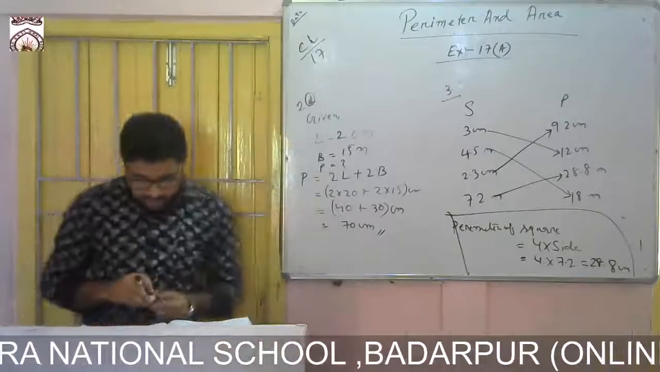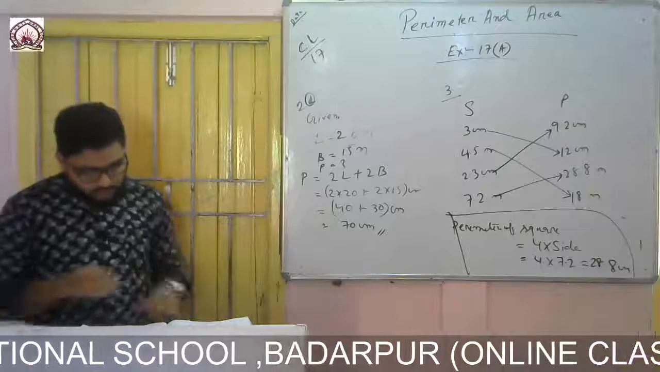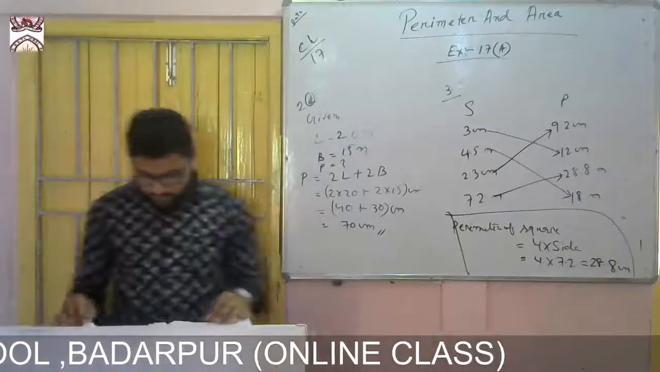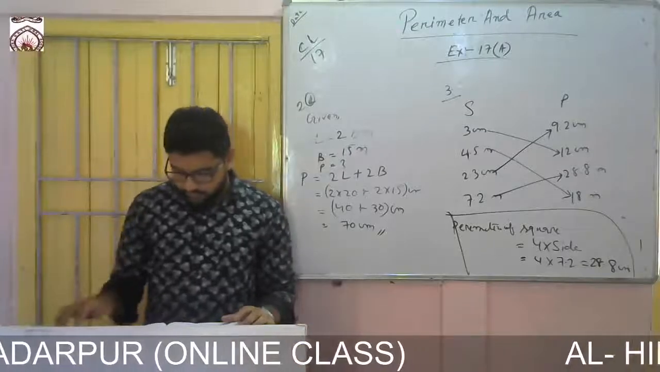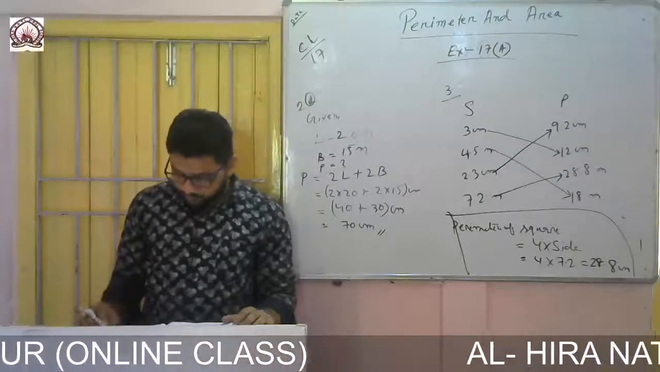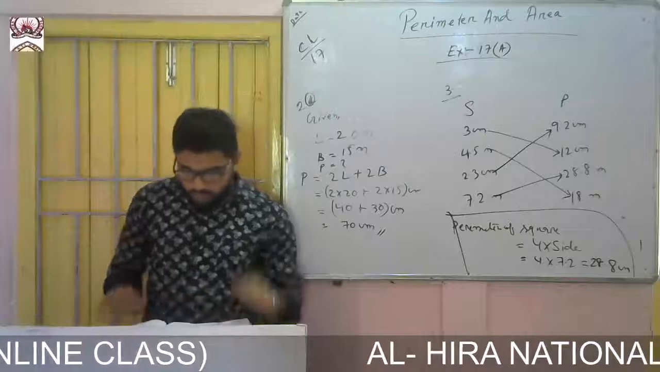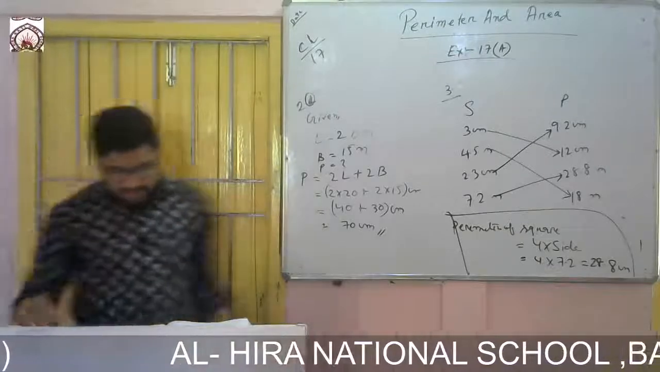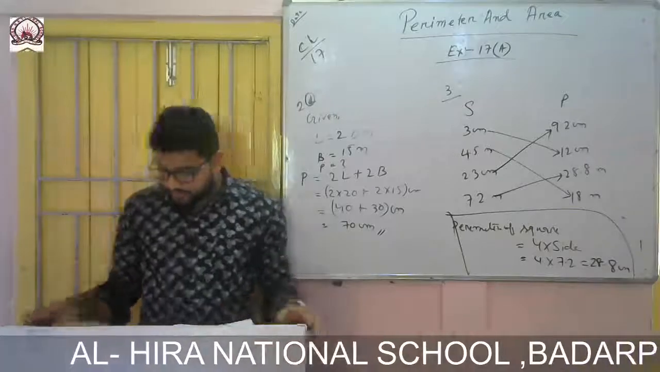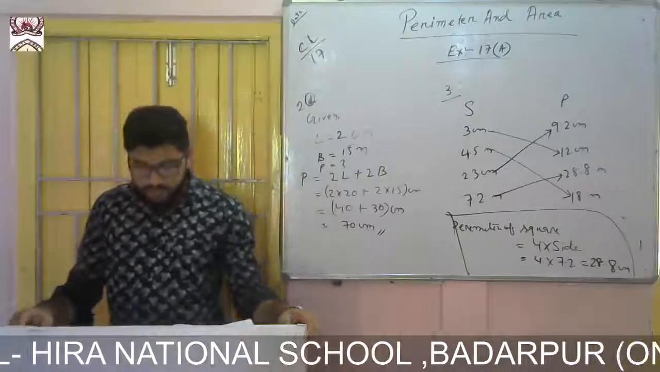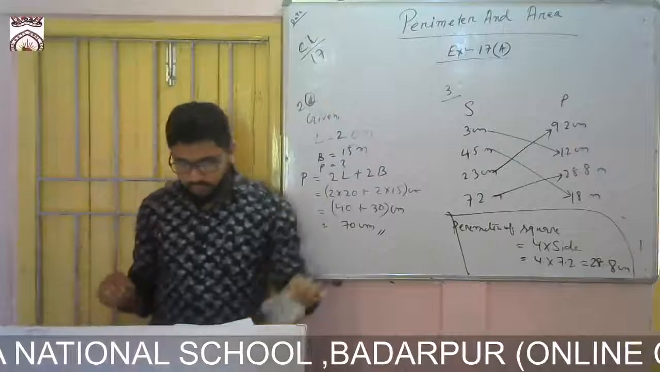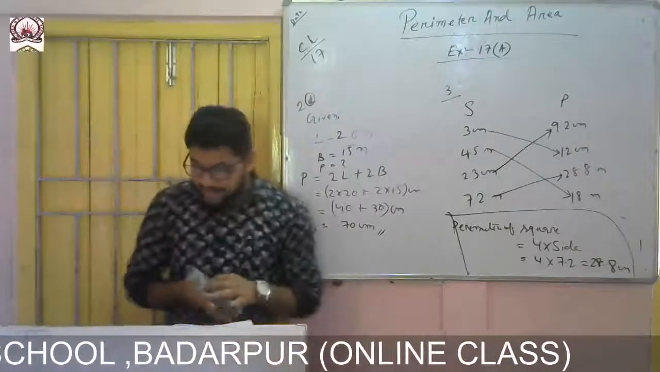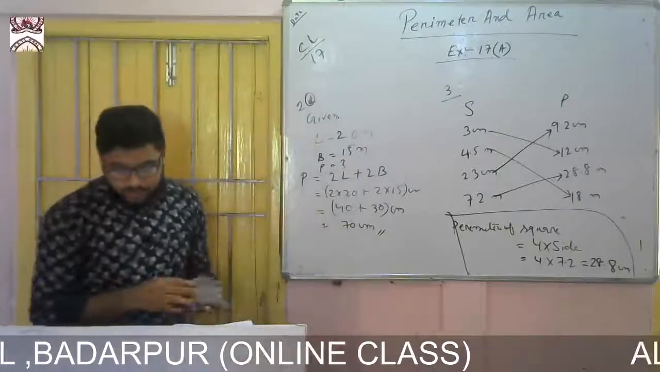Now come to question number 4. So question number 4, what is there? Fill in the blanks for a square. That means the perimeter is given, and we need to find the side.